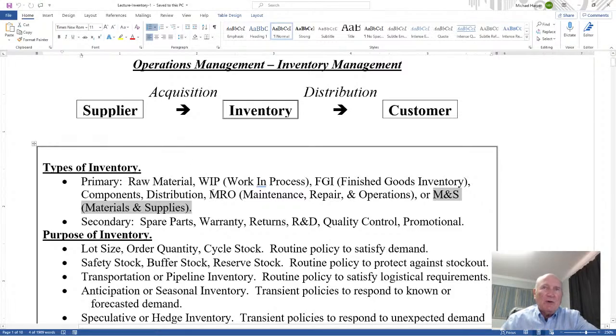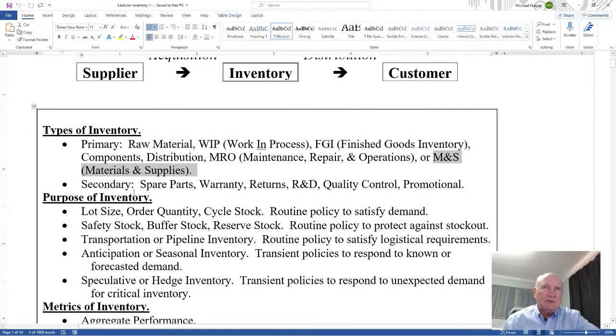Now the MRO quite often could include expenditures of equipment in facilities or upgrade of facilities, so these are usually larger ticket items. The M&S are smaller ticket items as far as price point is concerned.